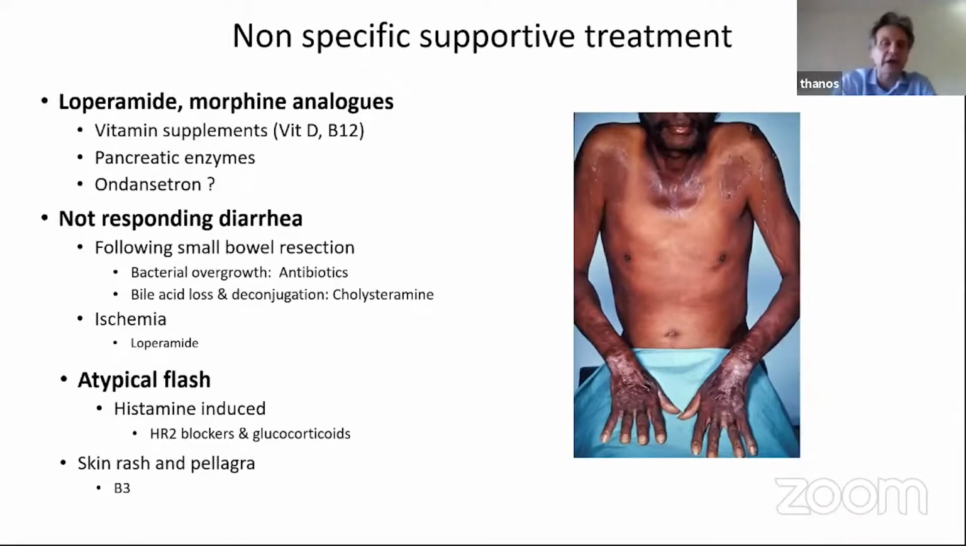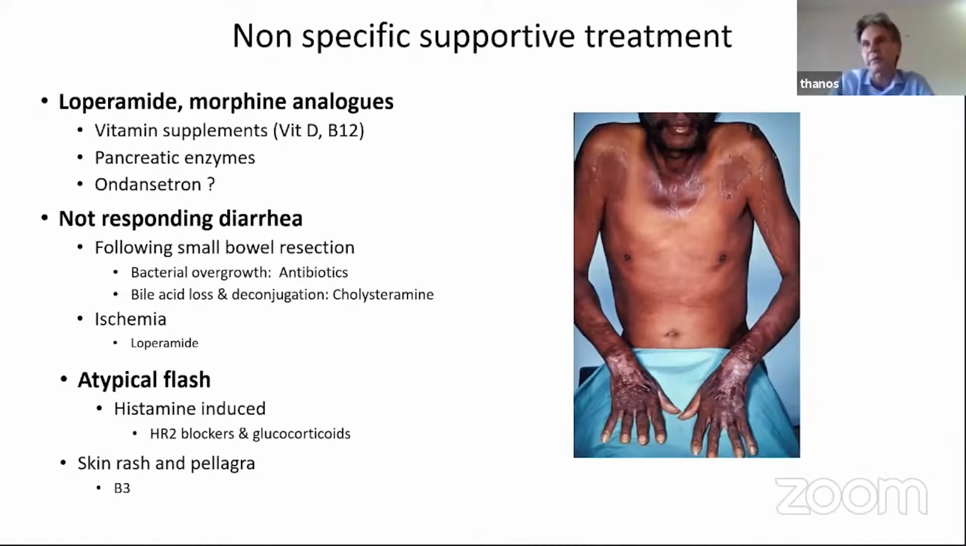However, we do know that there are other causes that can contribute to the diarrhea. And of course, we can use conventional pills to try and control the diarrhea before the effect of the medication that we're utilizing. The ones that we use are loperamide, we can go up to 8 milligrams, or morphine analogs. We have to take into consideration that because of the secretory component, these patients may develop vitamin deficiencies, so we have to replace that.